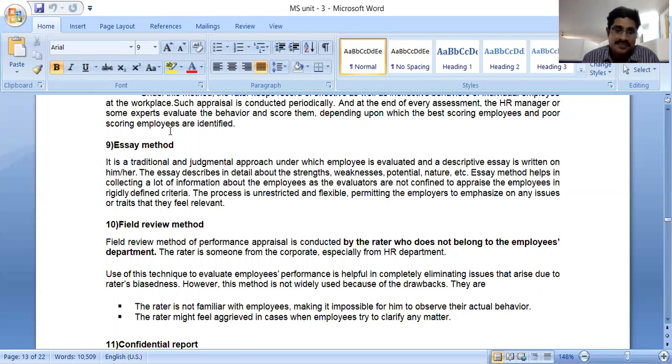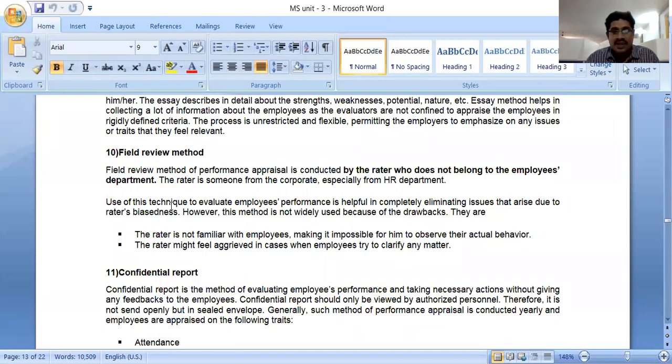So that was the essay method. Next one, coming to the field review method. In this field review method, the performance appraisal is conducted by a rater who does not belong to the employee's department, but another department. Another department hierarchy will come and check the performance of this department's workers or subordinates. This type of checking is called the field review method.